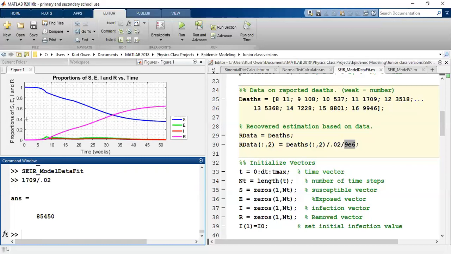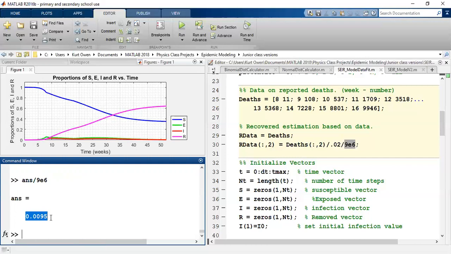1 means 100%. So we don't want 85,450 showing up on our chart. In order to plot data, we have to take the answer that we just got and divide by the 9 million people in New Jersey. It tells us that it means less than 1%, almost 1%, if I look at this number, had been sick at that point. So that's a more realistic number.